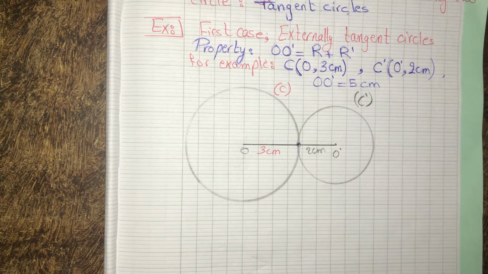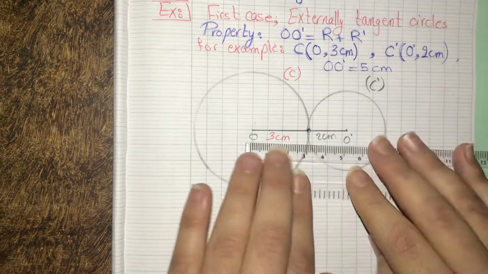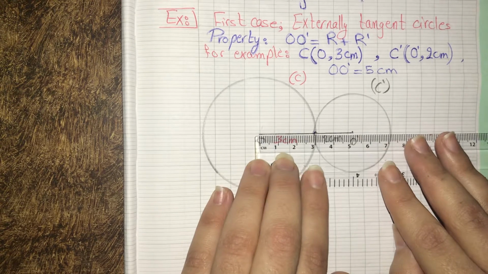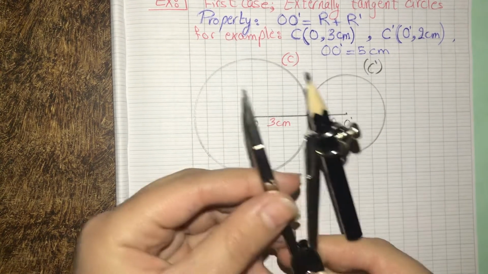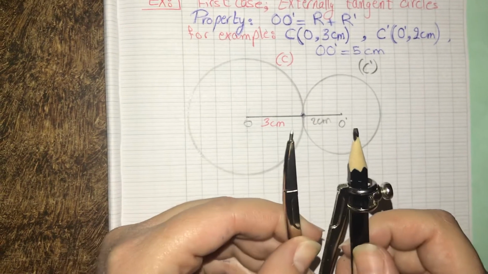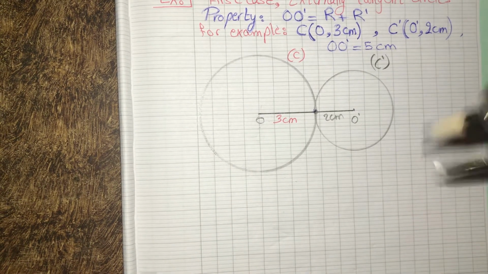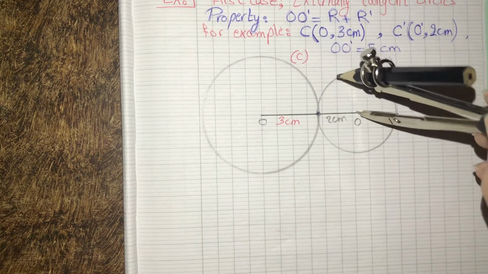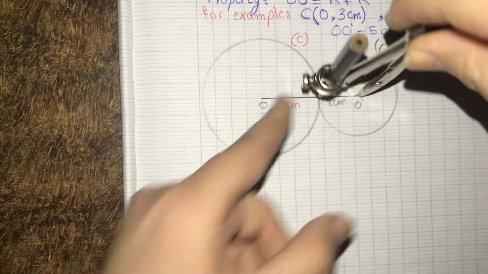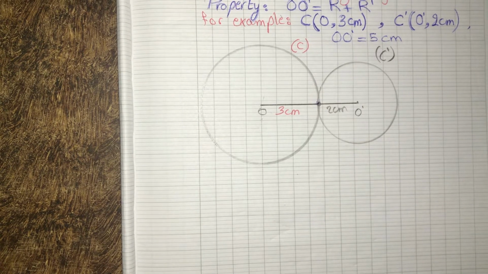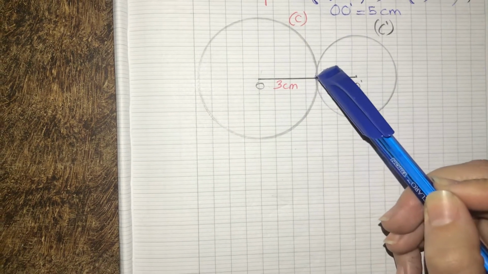The second step is to draw OO prime, which is 5 centimeters. So I draw 5 centimeters. Then I open the compass at 2 centimeters as radius for the second circle. Then I put the needle at the second center and then I draw it. Okay. As we notice, these two circles meet at one point.